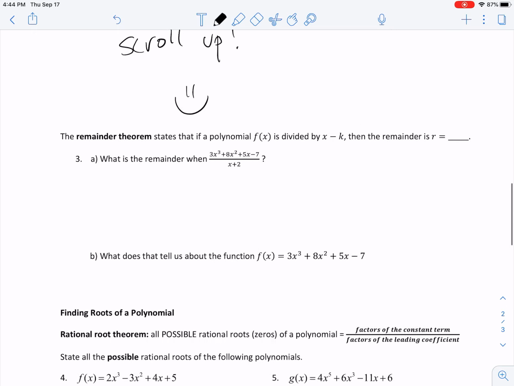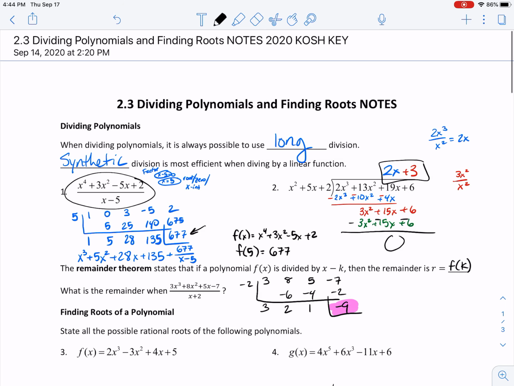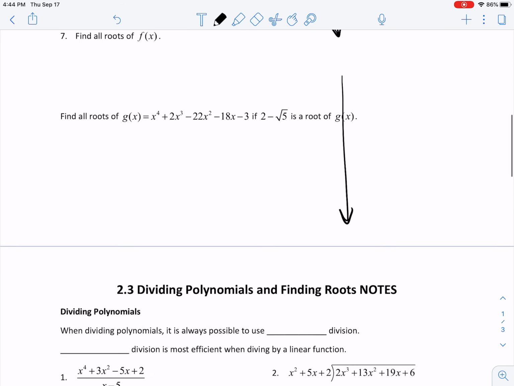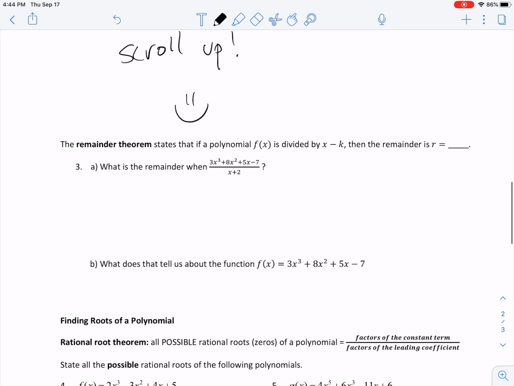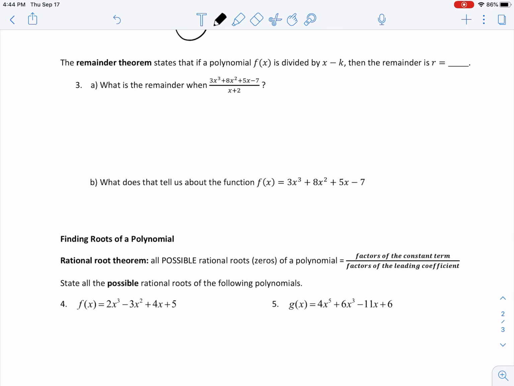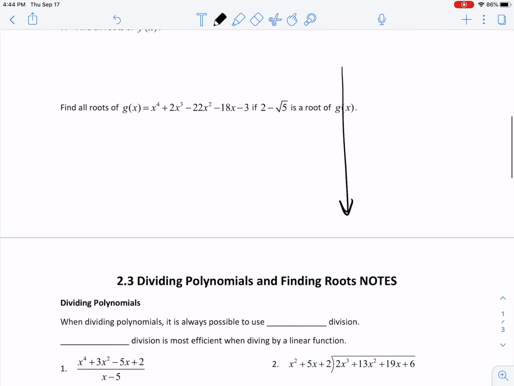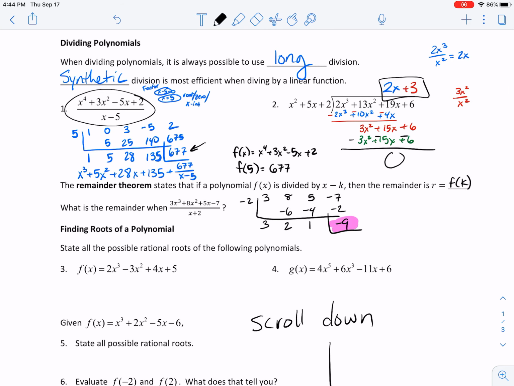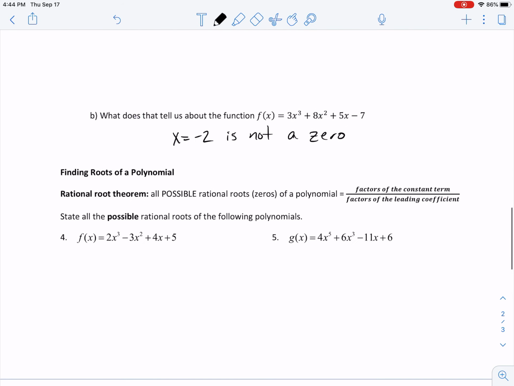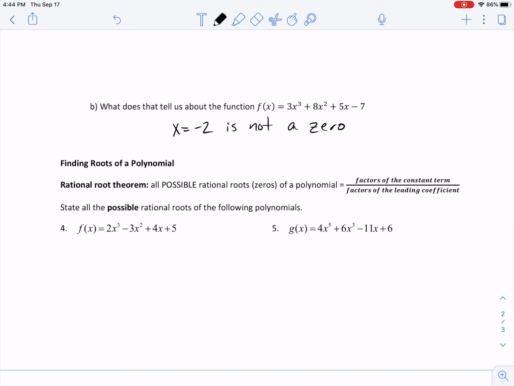So what I'm going to do is keep this in my answer key, and then I'm telling you to scroll down, and then for this part scroll back up. Okay. So what does that tell us about that function? It tells us that x equals -2 is not a 0. It tells us that we had the point -2, I forgot what it was, -9. So your graph would go through the point -2, -9. And that's not a 0, that's not going to be helpful.